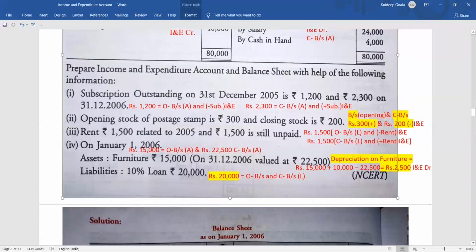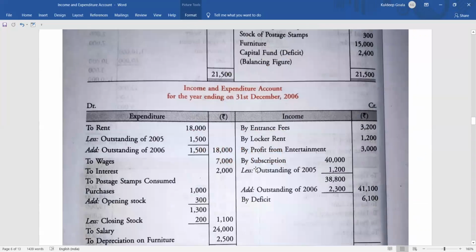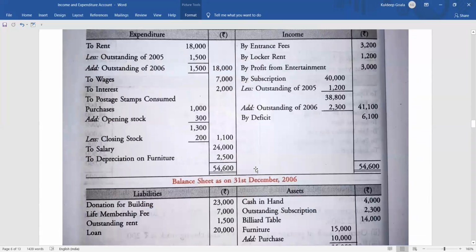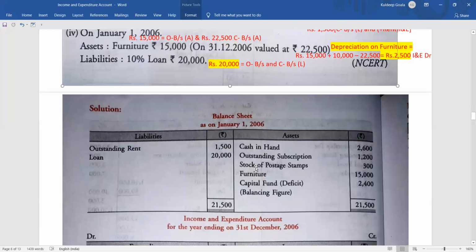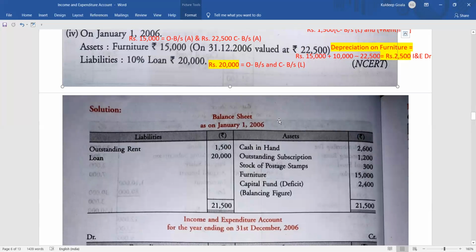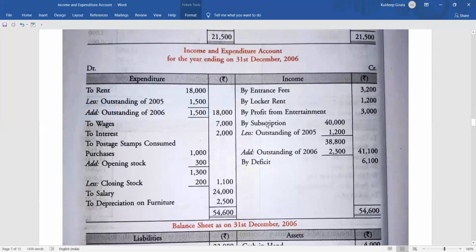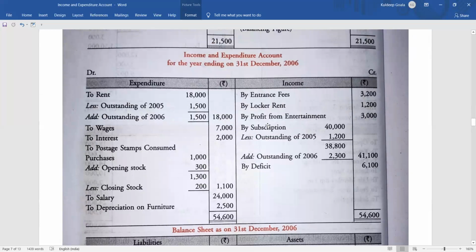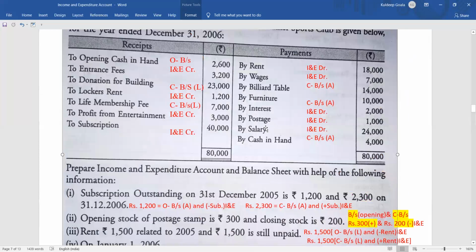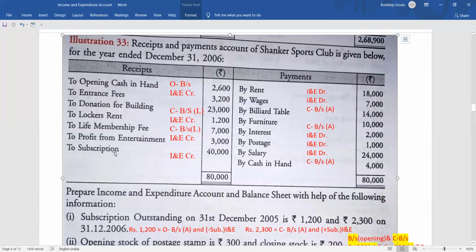So let's prepare the income and expenditure account and the opening balance sheet. First of all, we prepare the opening balance sheet. So we'll go for preparing the opening balance sheet first. If you want, you can prepare the income expenditure account and then you can go for the opening balance sheet. That's no problem. So we can start with the income expenditure account first. So let's start with the items. First will be subscription. Let's start the income side.